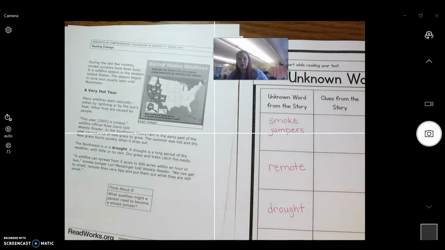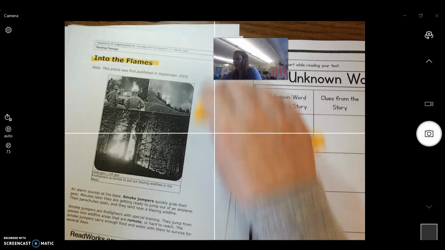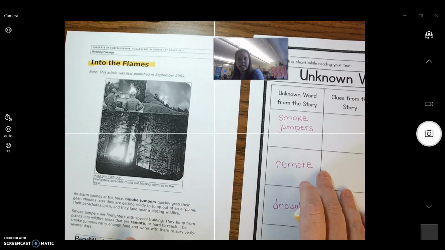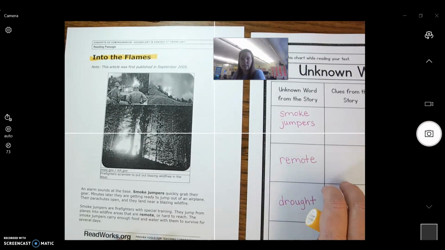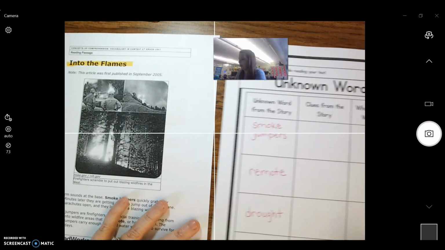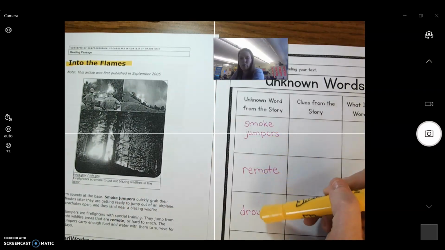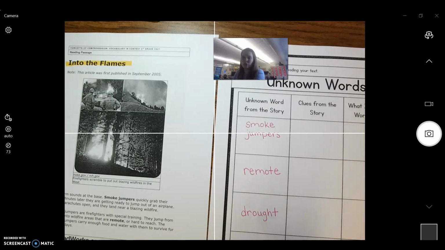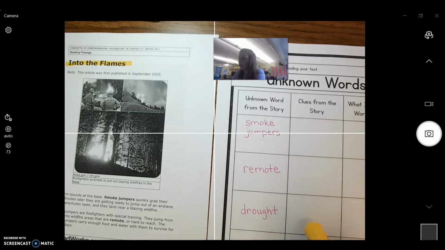Okay, so this story was about firefighters who help fight wildfires. That means fires that start naturally, by lightning or just by the dryness in the air. So let's look at our graphic organizer. Here, I put some unknown words: smoke jumpers, remote, and drought. We're going to look for clues that help us in the story.